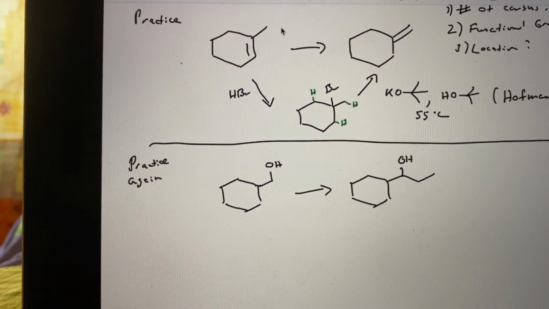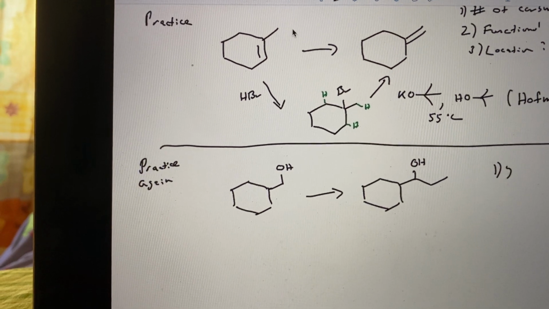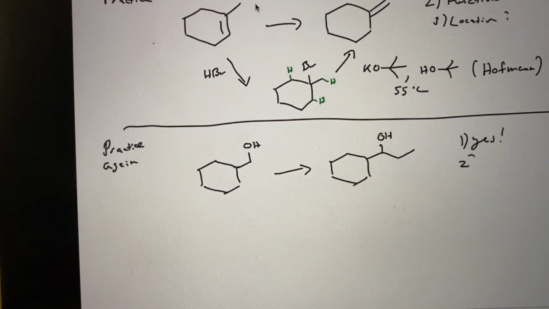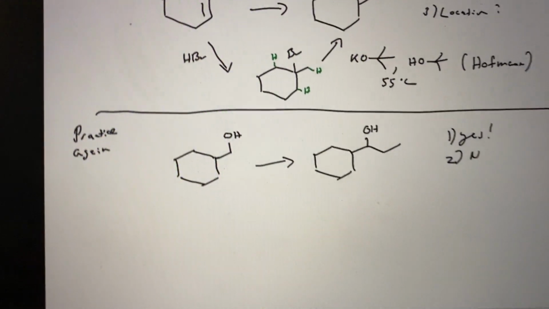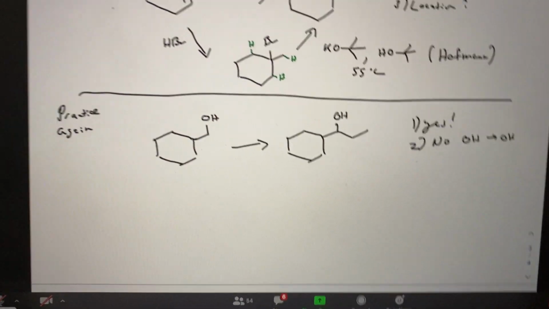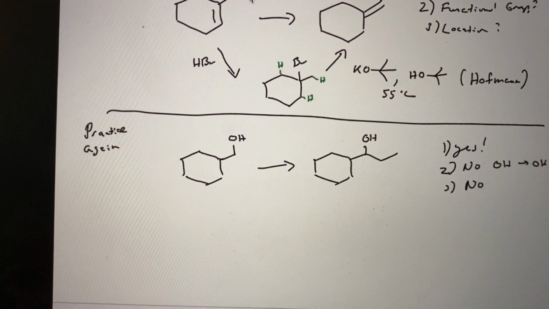So now notice number of carbons. Yes, there is a difference. Looks like we added a couple carbons. 2, functional groups, no change. So it's an OH to an OH. And 3, the location, no. The alcohol is in the same spot.